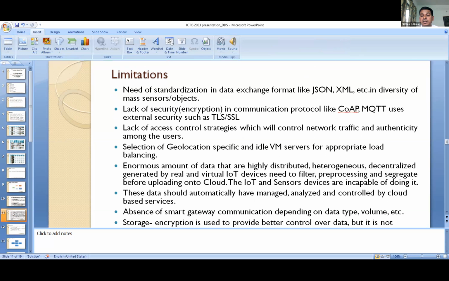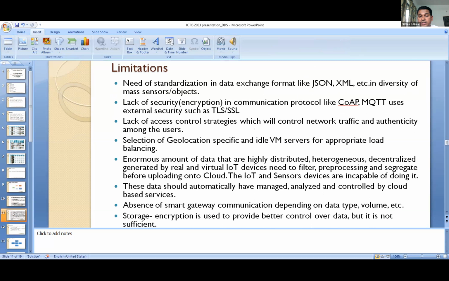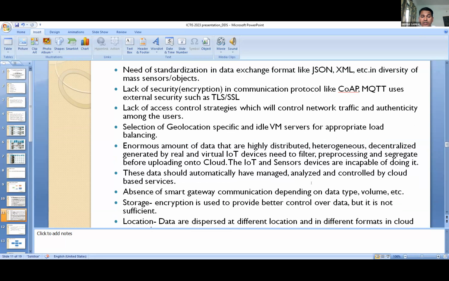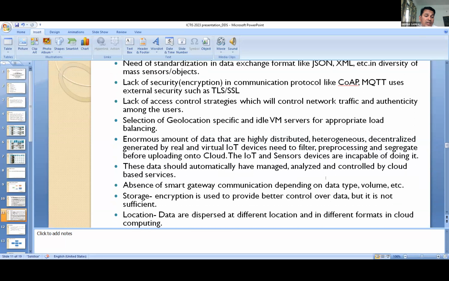Then next is the absence of smart gateway communication depending on the data type. As I mentioned earlier in the previous point, certain data types can be segregated, or by seeing the volume accordingly, that is to be routed to the particular gateway. Then next is storage encryption, which is used to provide better control over data, but it is not sufficient. So whether we need to follow the encryption in the cloud storage as such, or whether we need to encrypt the data over the transmission of the data, which one is feasible? Need to think on that.